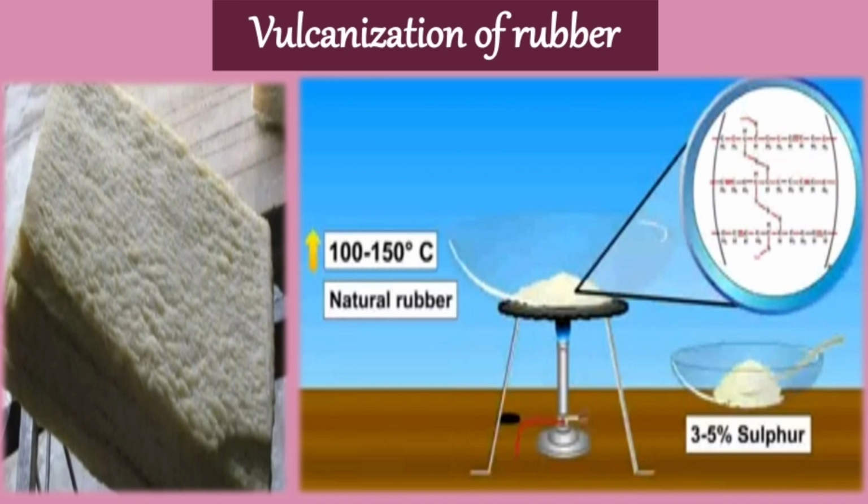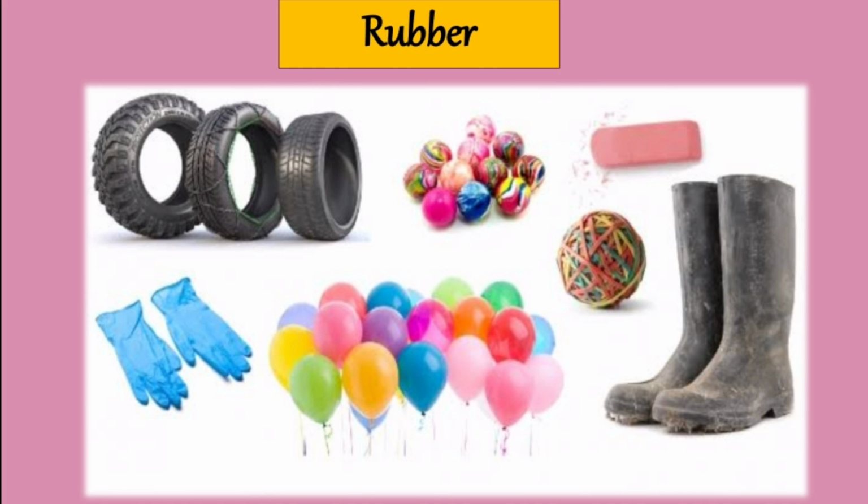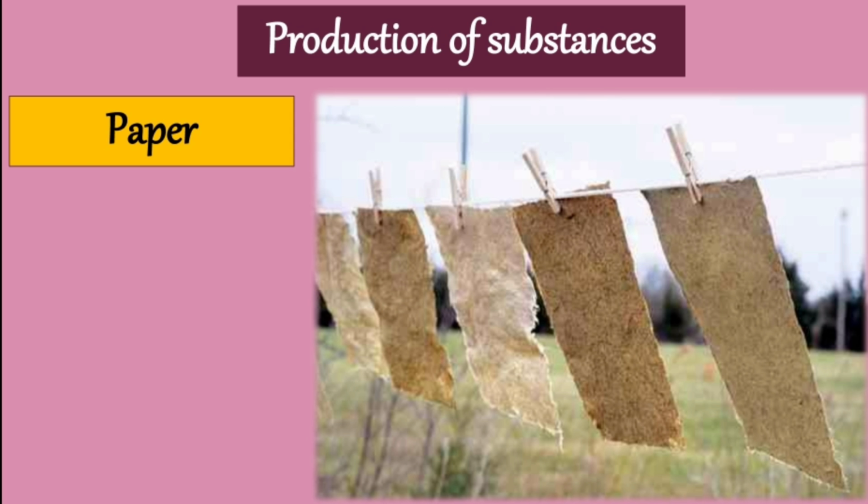If we use the rubber to make erasers, the proportion will be different. If we use the rubber to make tires, the proportion will be different. So this way the proportion matters. Erasers, rubber balls, rubber toys all have different proportions of sulfur in them. In the rubber band, the proportion of sulfur is very less. Remember, gloves, rubber bands, erasers, gum boots, balloons are all made out of rubber. The next man-made substance is paper. So let's see how paper is made.